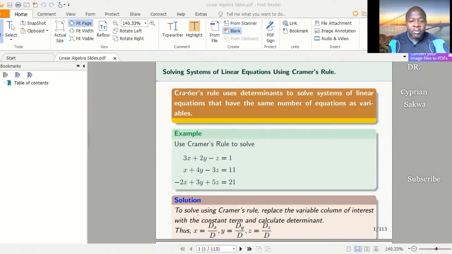And what you notice, just before that, is that for you to solve a system of linear equations by Cramer's rule, the number of linear equations must be the same as the number of variables. What I mean is, for instance, in this example we're doing here, this example has three equations, 1, 2, 3. And you realize that the variables are also 3: x, y, and z. So the number of equations and the number of variables must be equal for you to employ Cramer's rule to solve.